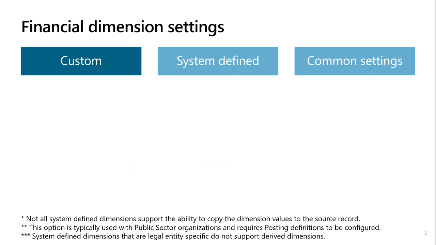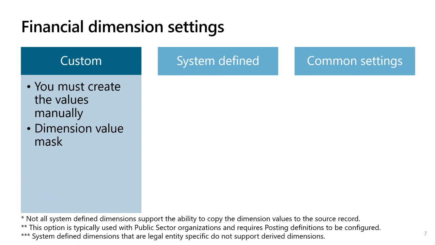When we think about the settings on financial dimensions, we have broken them down into 3 categories. First are the settings specific to custom dimensions. Next are settings specific to system-defined dimensions. And last are the settings that are common for all financial dimensions. Let's start by taking a closer look at custom dimensions.